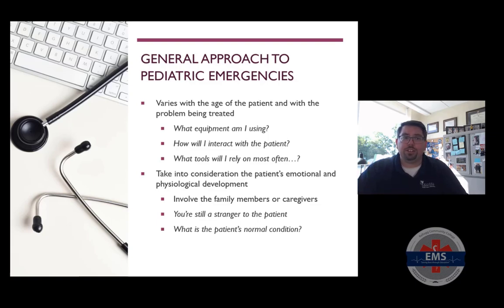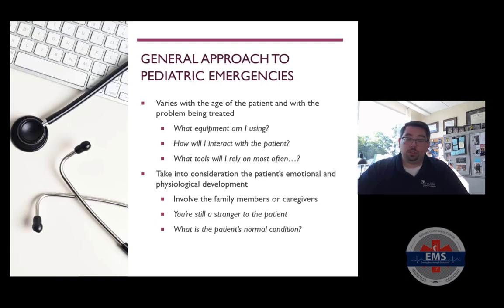We also need to take into consideration the patient's emotional and physiological development. I'm not going to treat a teenage female or male like I would treat a one-year-old. I'm not going to get very far with that approach. I also know that I need to involve the parents and caregivers more or less depending on the age of the patient, depending on the circumstance. For our young infants or school-age children, I may need to involve mom, dad, or the caregiver more often. With teenagers, I may need to involve them less in order to get accurate information. All things we have to kind of judge and play by ear.